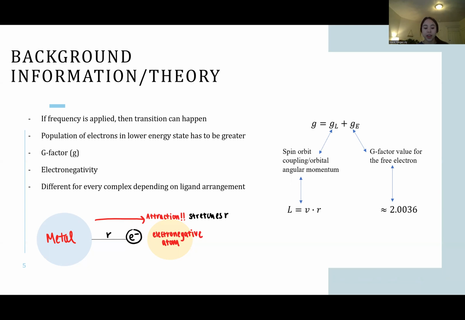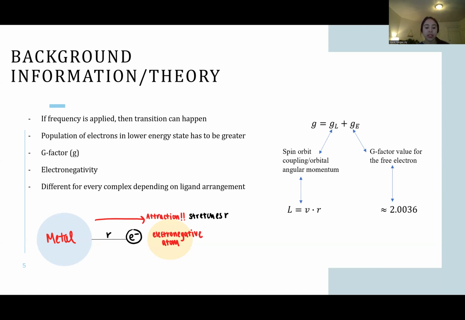So what affects the energy of the transition? Well, one thing is the g factor, or the spectroscopic splitting factor, and that is a term that offers details about the electron spin momentum. It changes depending upon the electronegativity of the atoms that are coordinated to a metal. So the g factor is made up of two terms and is formed by the equation here on the right. g sub L represents the spin orbit coupling effect. g sub e represents a g factor value for a free electron.